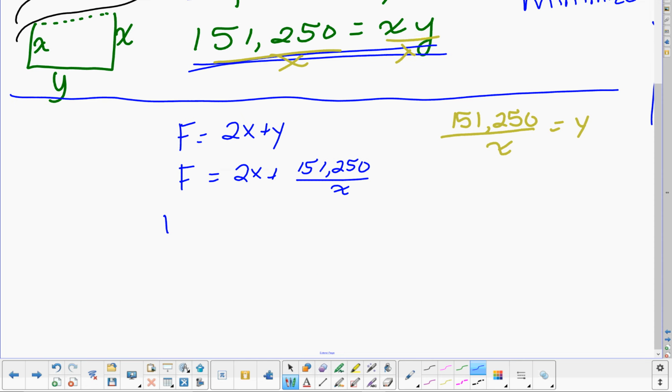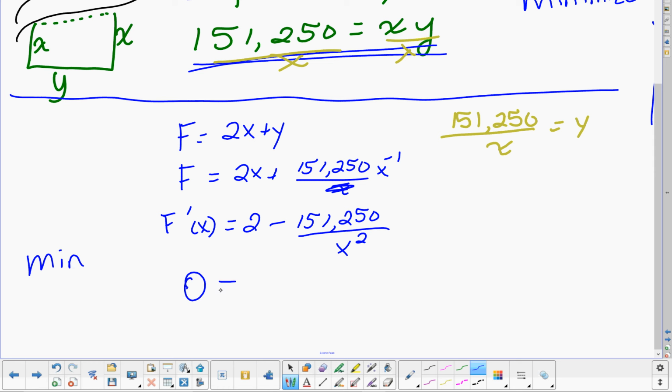So F prime, everything's in terms of x, F prime of x is equal to 2 minus, and remember we could think of this as x to the negative 1, so I'd have minus 1 coming down, multiplied by this coefficient, and that's going to drive this to an x to the negative 2, so I'll have x squared underneath. Now let's minimize by setting this equal to 0. So 0 is equal to 2 minus 151,250 divided by x squared, and solve.